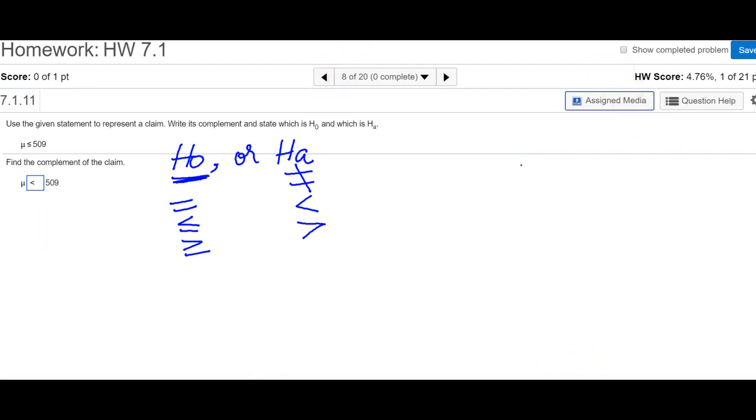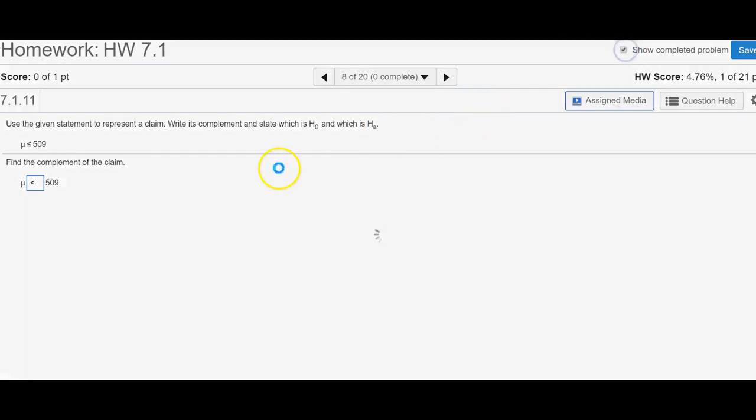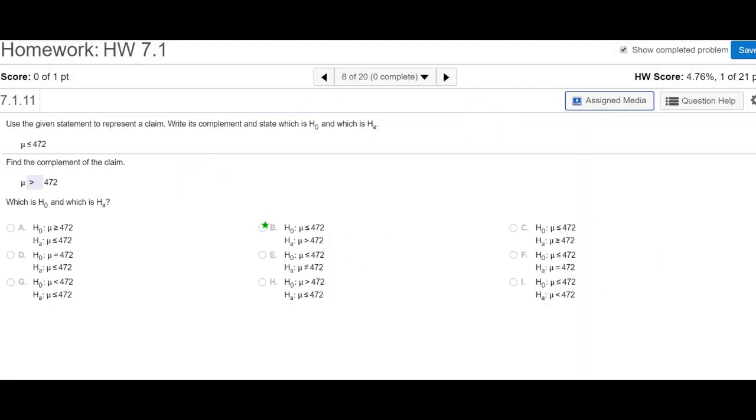Let's look at this problem here. It says use the given statement to represent a claim, write its complement and state which is H0 and HA. Okay, so this is what they gave me. I'm going to have the pen tool here. What they gave me is mu less than or equal to 472.